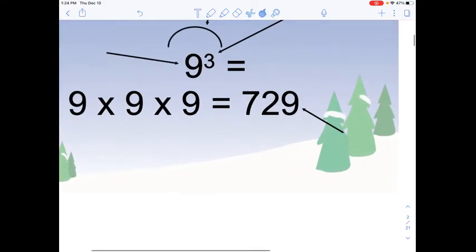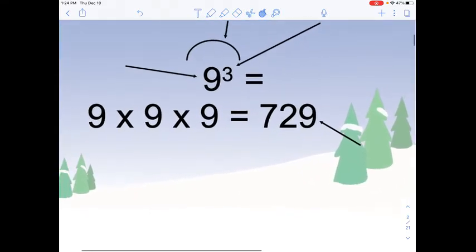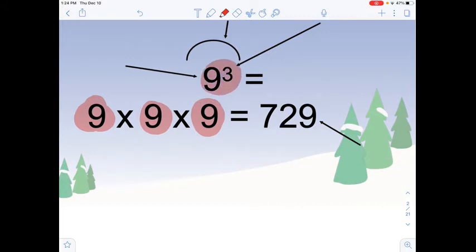Okay, so exponents can be written as a number to a power. So 9 times 9 times 9 can also be written as 9 to the third power. So whatever the power is, 9 to the fifth power, that would be 9 5 times. And 9 times 9 times 9 is 729.